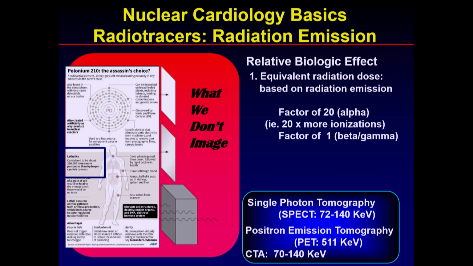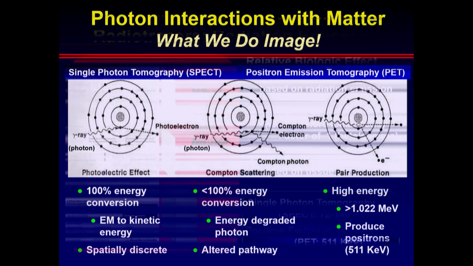Okay, as far as beta and gamma particles go, they have a factor of 1. So actually the radiation exposure is relatively low as compared to the other, like alpha particles. And then we have the effective radiation dose, which takes into consideration tissue sensitivity. So obviously tissue in the neck is less sensitive, muscle is less sensitive to radiation, brain is less sensitive to radiation than, let's say, ovaries and other reproductive organs.